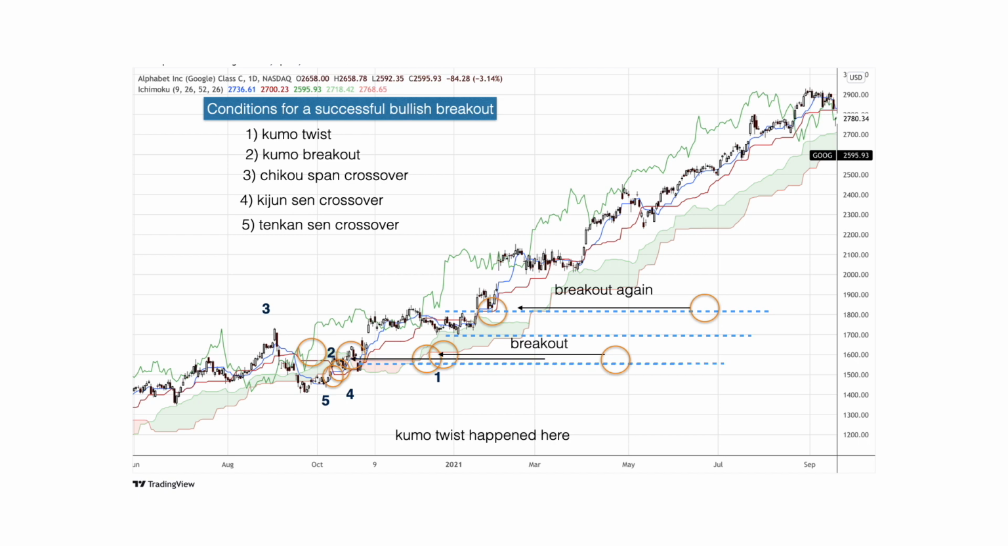In this chart, in number 1, the Kumo twist happened. Since the Kumo is plotted 26 periods ahead, we count back and see that the change in sentiment occurred here. The Kumo breakout happened, and then the Chikou span broke above the price. The Kijunsen also crossed above the price, plus the Tenkan-sen crossed above the Kijunsen. The price trended strongly afterwards.